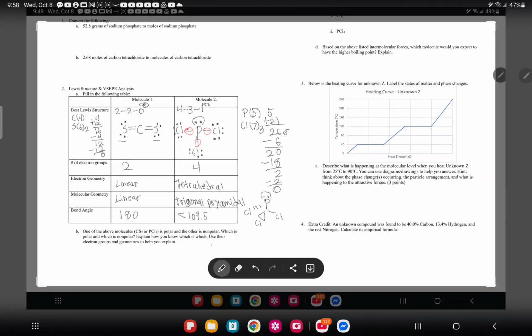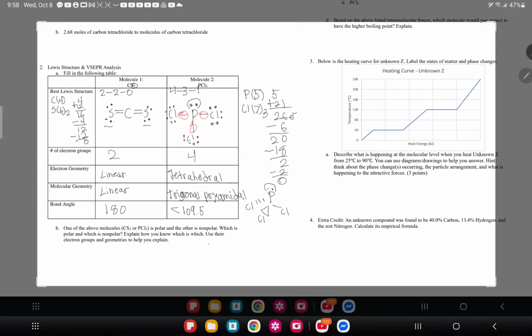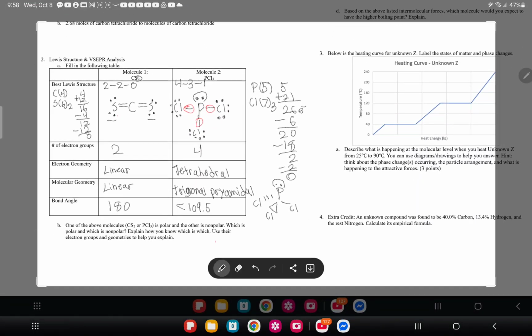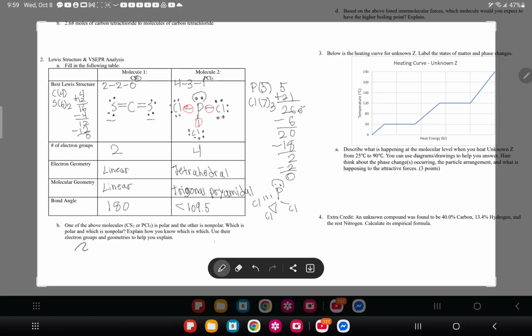So, looking down at the next question: one of the above molecules, CS2 and PCl3, is polar and the other is nonpolar. Which is polar, which is nonpolar? Explain how you know which is which. Use our electron groups and geometries to help you explain. So you can see, I can write this. Let's start with C.